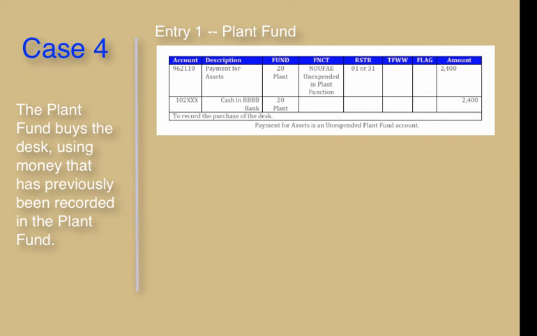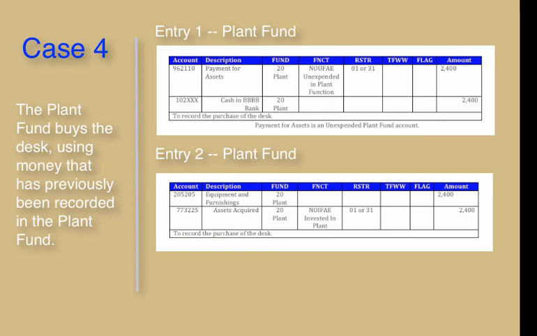Now the payment for assets account that we used in this entry is an unexpended in plant account. Remember, the unexpended portion of the plant fund is where the liquid assets are maintained. The second entry will also be in the plant fund, and this is a debit to account 205, the equipment and furnishings, with an analysis of Fund 20. The credit side will go to account 773225, assets acquired, also in Fund 20.